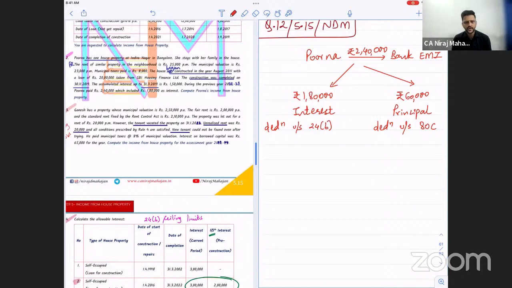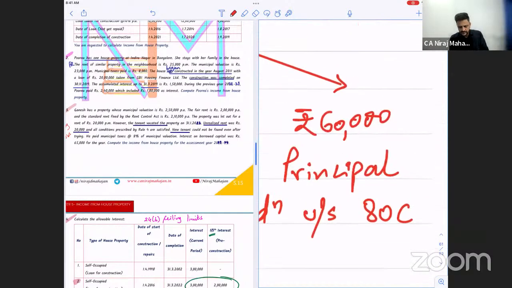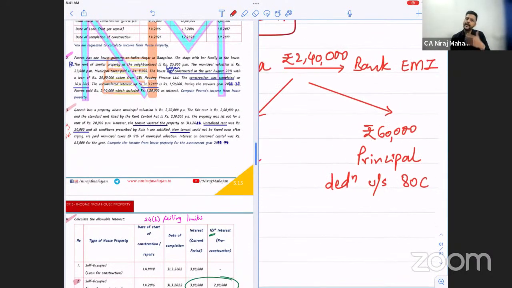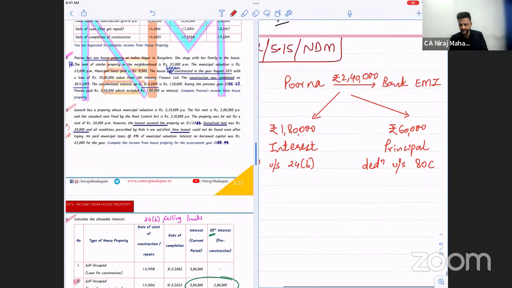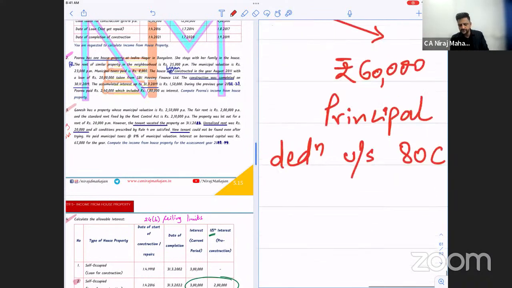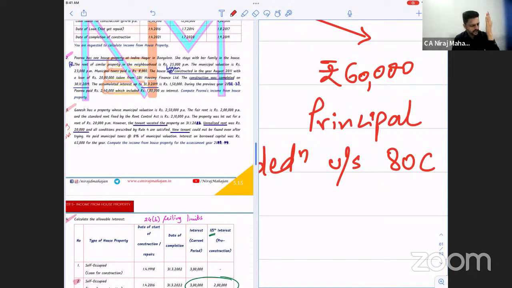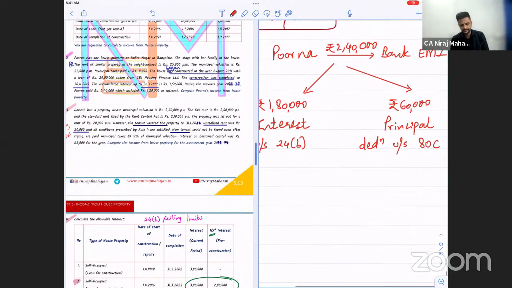80C is part of chapter 6A deduction. And 80C or chapter 6A, we reduce it from gross total income. That means in a way, this component of principal can be reduced from any income. Why any income? Are you getting my point? Because we are allowed to reduce it from gross total income. Gross total income means what? But all the income, salary, house property, capital gain, your business income, income from other sources, isn't it?